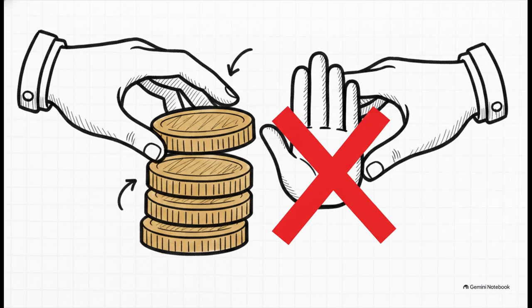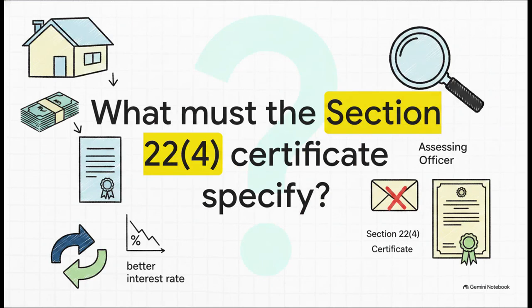The fundamental principle here is simple and logical. There's absolutely no way you can claim the exact same rupee of interest as a deduction twice in your tax return. Now, thinking back to the certificate required to unlock that 2 lakh rupee limit. If a client refinances their home loan, which honestly happens all the time in practice, to secure a better interest rate, what exactly does the assessing officer expect to see on that Section 22(4) certificate? A simple letter from the bank just isn't going to cut it.